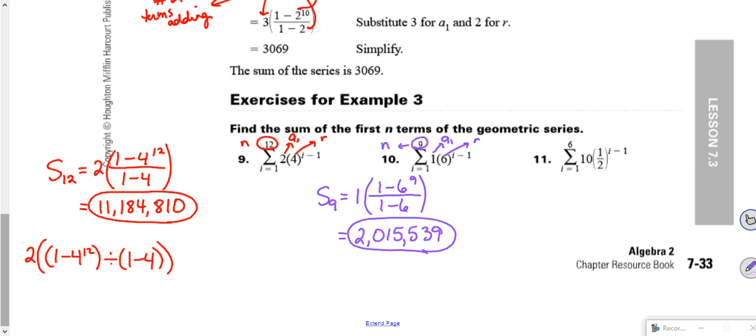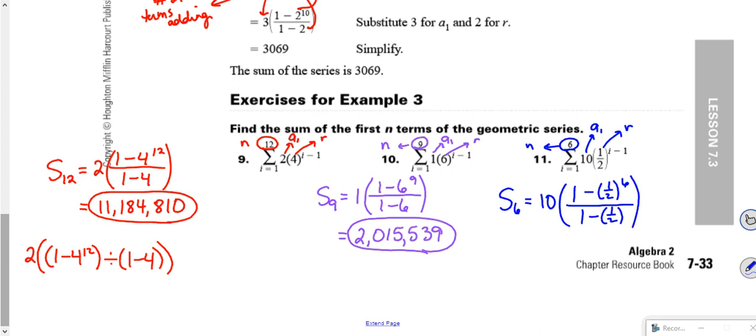Okay, now next one. Again, let's identify the pieces here. This is my n. This is my a1, first term. 1/2 is my r. Okay, so you're going to have to be even more careful when you poke this in a calculator. So the sum of my first 6 terms is going to be 10 times 1 minus 1/2 to the 6th power over 1 minus 1/2.